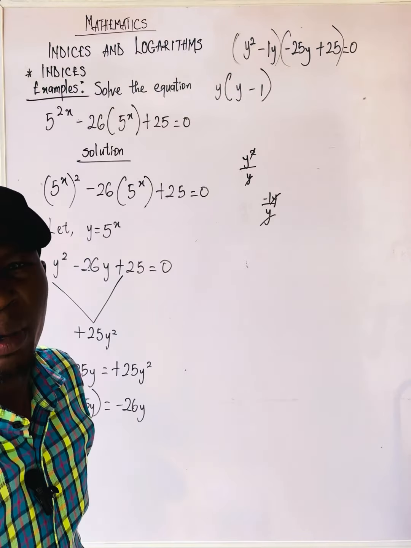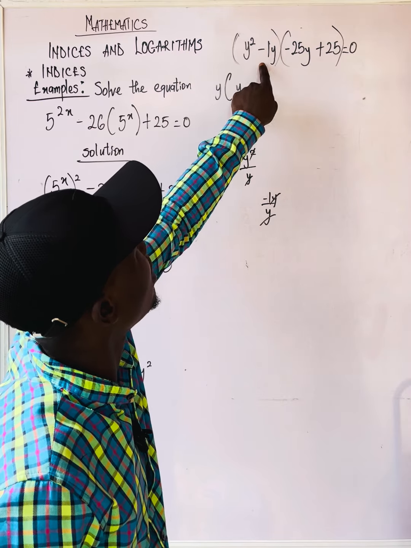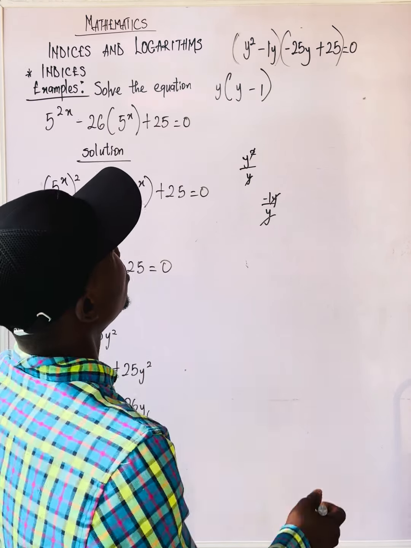If you like, you can open it back to check. y times y is what? y square. y times minus 1 is what? Minus 1y. Right? So now we are done.